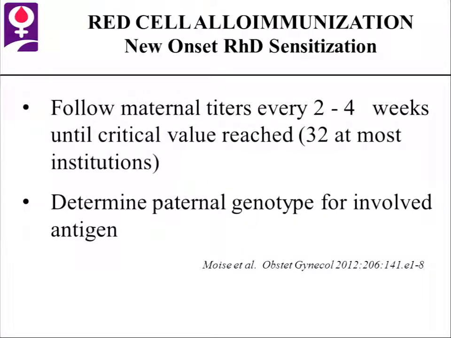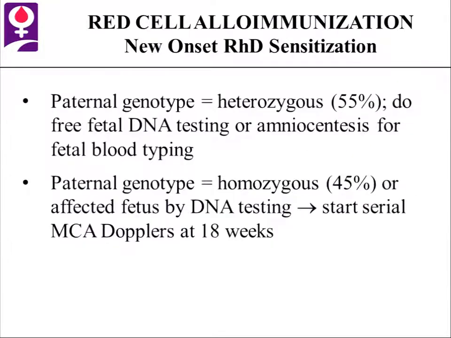If we have a new onset rhesus disease in a patient, we're going to follow maternal titers every 2 to 4 weeks. Again, we like to run them in tandem with previous titers, and until we reach that critical value, we're not too concerned about them. Again, we use a threshold value of 32. We're going to get Dad's blood type and genotype in the meantime to see if this fetus is at risk. If Dad's heterozygous, which would be about half of Caucasian couples, we're going to offer free fetal DNA testing for Rh. If it's a Kell case or a little c case, we're going to have to do an amniocentesis to get DNA from the fetus. We don't have free DNA for those antigens, but we can use an amniocentesis to determine the blood type.